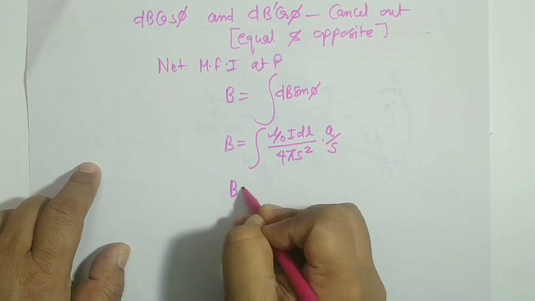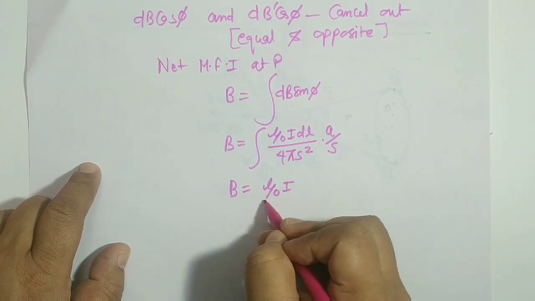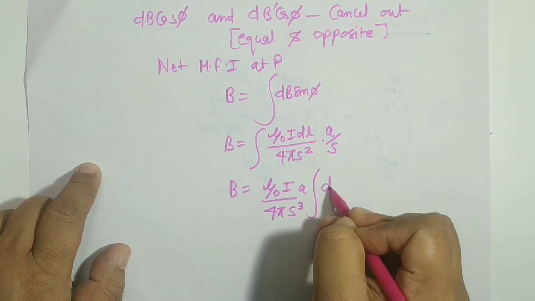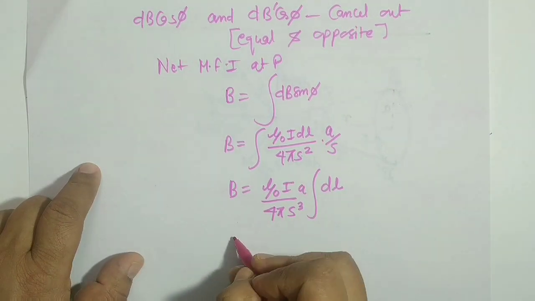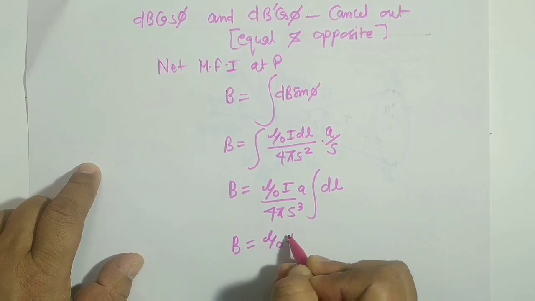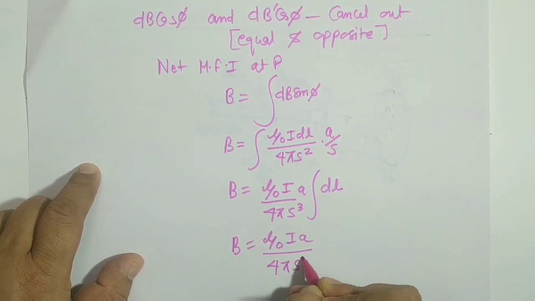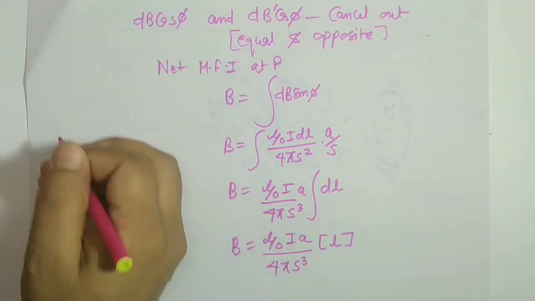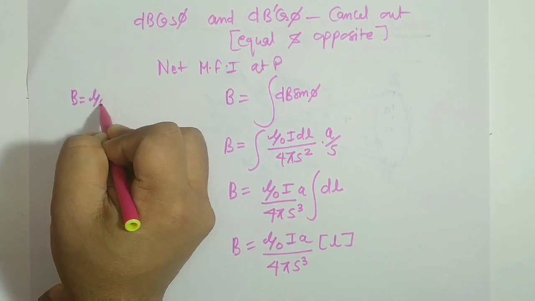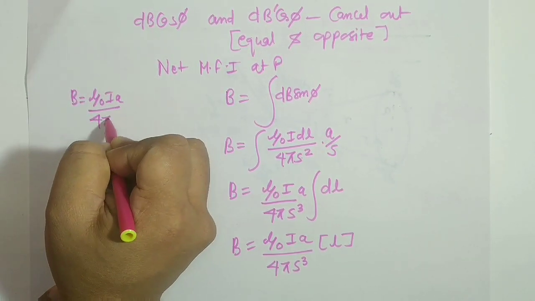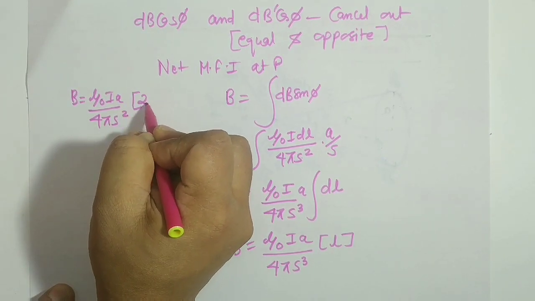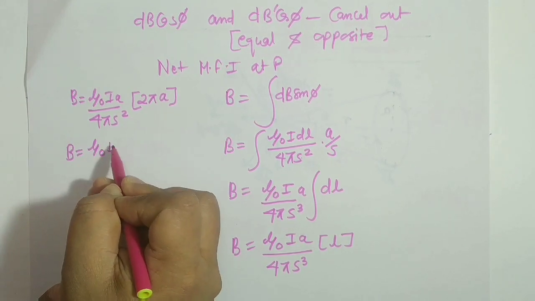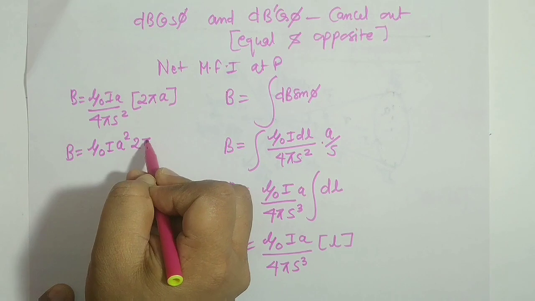So for B, everything will be out, mu naught I upon 4 pi, and this will become S cube, and A, and it will be the integration of the element, always the length element we integrate here. So mu naught I A upon 4 pi S cube, length will be L, and finally B will be mu naught I A upon 4 pi S cube. What is the length? The circumference, and it is 2 pi A. And then mu naught I A square 2 pi upon 4 pi.